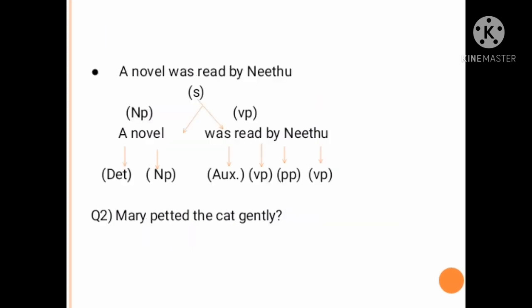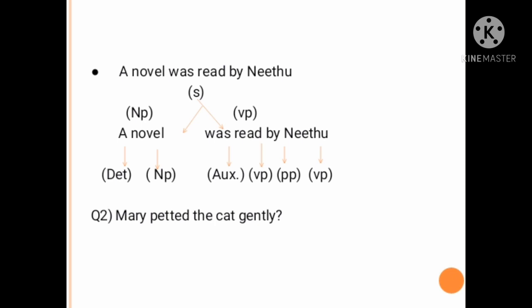Here a novel will be noun phrase, was read by Needu will become verb phrase. Again, by dividing a novel, a will be determiner, novel will be noun phrase. And again dividing the verb phrase, was will be auxiliary verb, read will be verb phrase, by preposition, Needu will be noun phrase. For better understanding, try to apply addition transformation in the sentence, Mary pet the cat gently.